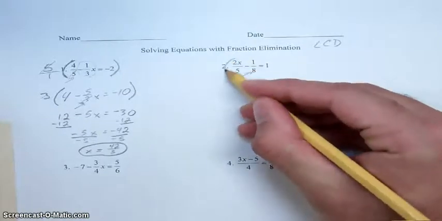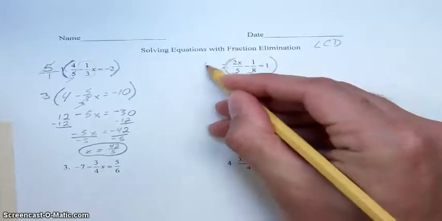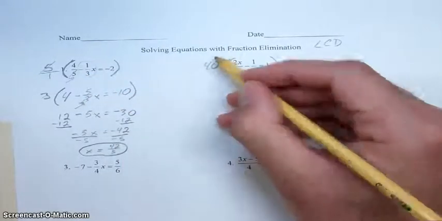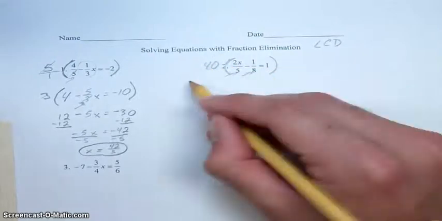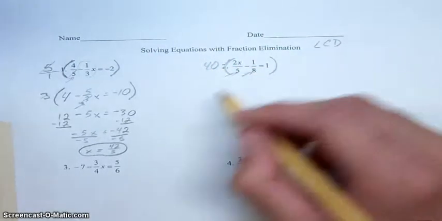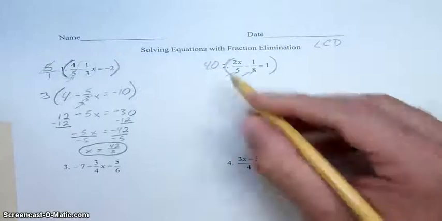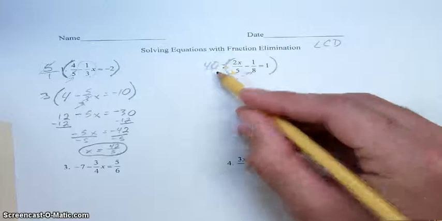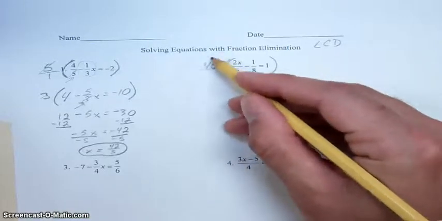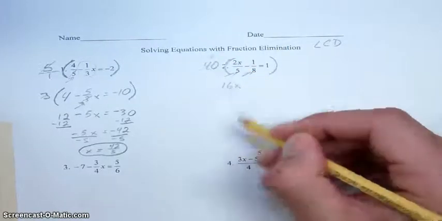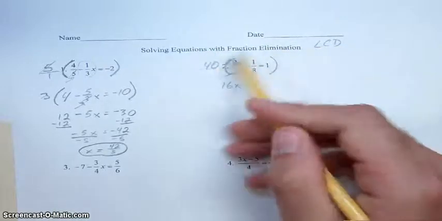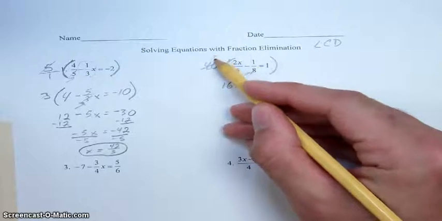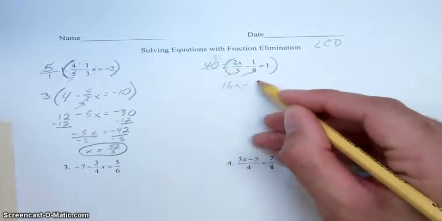So if I scale this entire equation up by 40 to begin with, rather than multiplying it by 5 like I did in the first one and then by 8 in the second step, I can just combine those two steps, multiply the entire equation by 40, and get rid of the fractions in one step. 40 times 2x over 5: 5 goes into 40 8 times. So I'm really multiplying 8 times 2x, which gives me 16x. And then when I take 40 times -1/8, 8 goes into 40 5 times. So I'm really taking 5 times 1, and I'm going to have -5.